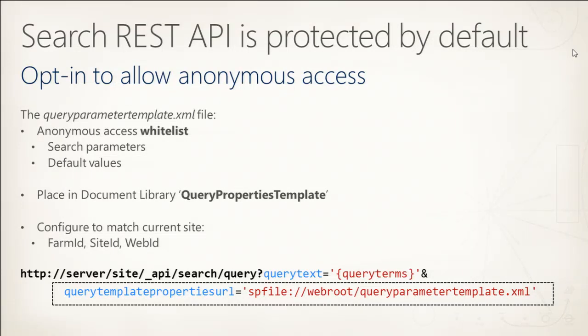We have taken that away, so it's protected by default. In order to open that up, you basically have to create a template file that you put in a certain document library, query properties template. And this template file explains to SharePoint exactly what of the search parameters you would like to open up for anonymous users, and what kind of default values you want them to have. In addition to that, you have to use that in the REST calls to SharePoint to tell SharePoint which template file you would like to utilize to get it to respond. If you don't have this, the API will be closed down.